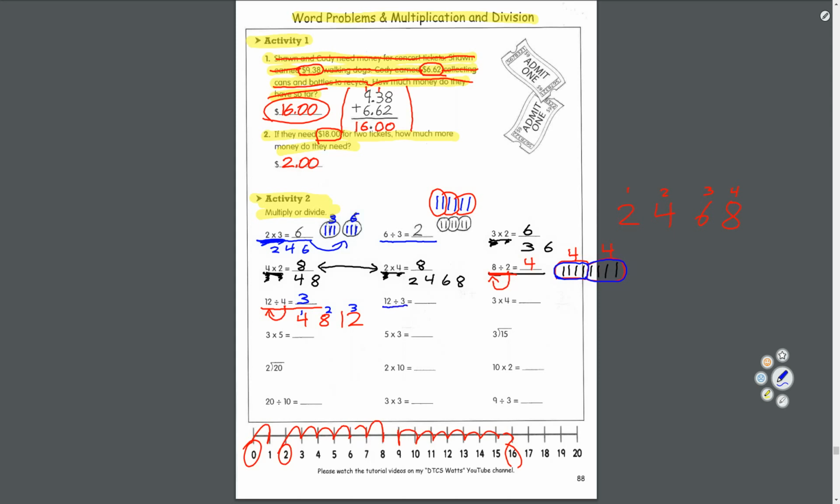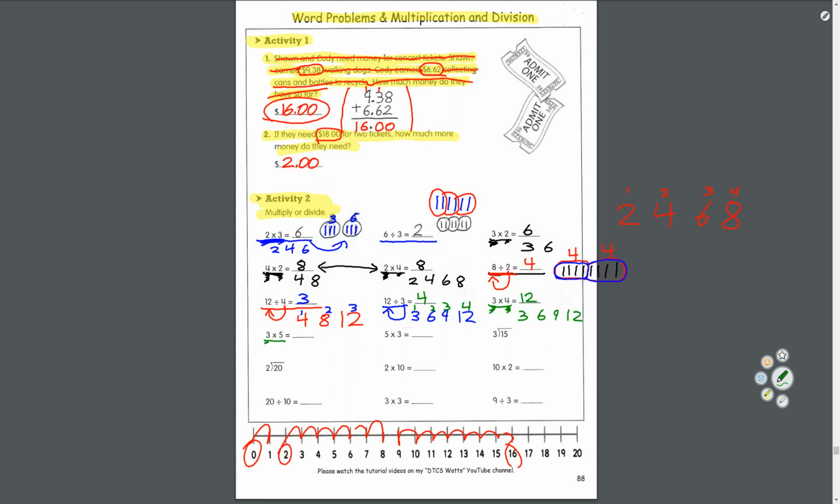So let's try again with our skip counting. 12 divided by 3. How many times does 3 go into 12? 3, 6, 9, 12. How many times did I just skip count? 1, 2, 3, 4 times. 12 divided by 3 equals 4. Do you understand how I'm getting these answers? Let's keep going. 3 times 4. I'm going to skip count by 3, 4 times. 3, 6, 9, 12. 3 times 4 equals 12.